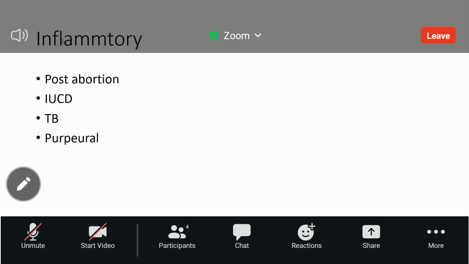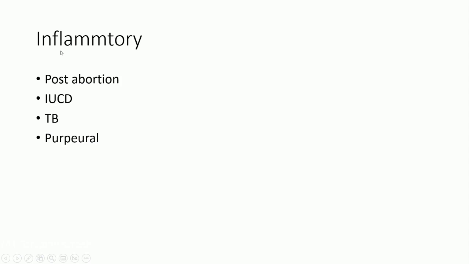Inflammatory, we know that is purely due to the inflammation. These are the causes how ovarian inflammation can occur and it can form a cyst. So just go through this. Abortion, that is a known cause, and IUCD insertion due to improper technique can cause inflammation. Tuberculosis is one common condition, and puerperal infection after the delivery of the baby. After the delivery of the baby, there can be inflammation of the ovary.